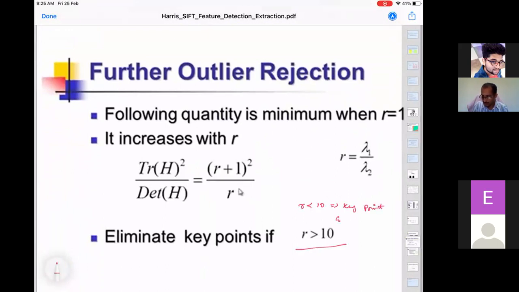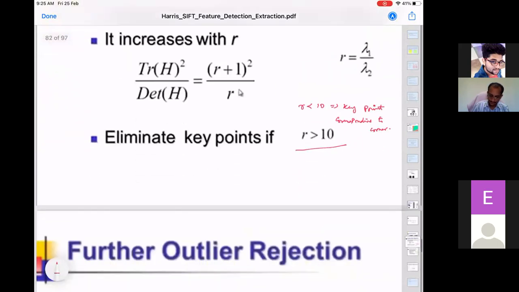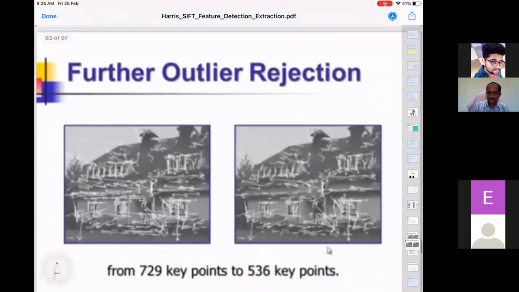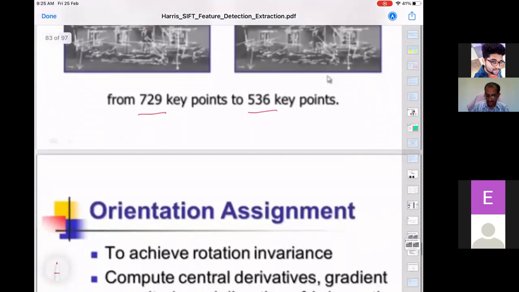Key point corresponding to what? Corresponding to a corner. If R is greater than 10, then the key point is corresponding to an edge. So then they further eliminate the key points and reach the very robust key points.